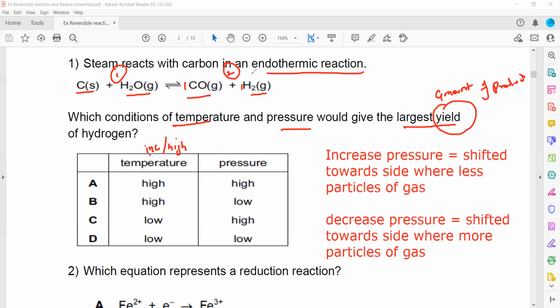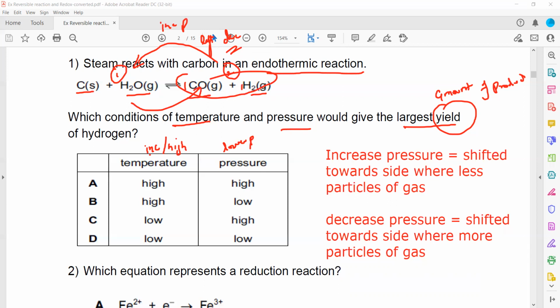So if I increase the pressure, the equilibrium will shift towards the side with fewer particles, so it will shift backward in this example, towards the left hand side. So what will happen? The yield will decrease because the amount of product will decrease. We want to increase the yield. So if we want to increase the yield for this reaction, what should we do? We should lower the pressure. As we lower the pressure, the equilibrium will shift towards the side where there are more particles of gas, so it will shift towards the right hand side.